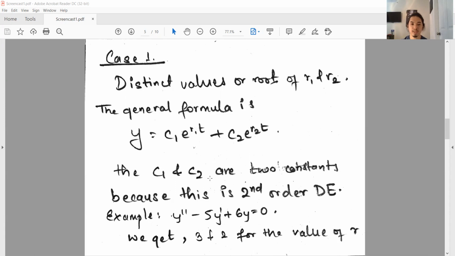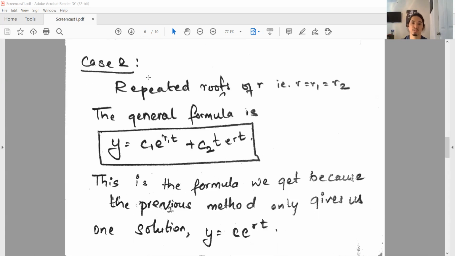And we have the second case, which is a repeated root of r, that is, r1 and r2 are equal. The general formula for this case is y equals c1 e to the power r1t plus c2 t e to the power rt. Here we have an extra t in the second term. This is the formula we get because we can't use the previous formula for this case, as it will end up giving us just one solution, which is y equals c e to the power rt.